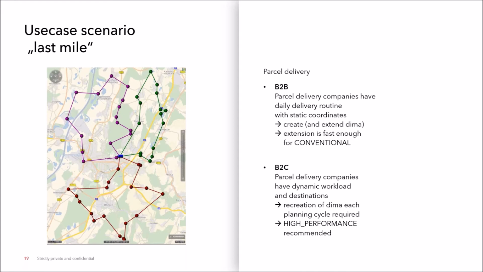In the business to customer use case, a driver would have to visit different stops every day, and therefore keeping his distance matrix would create a lot of relations or waste a lot of space that would never be used. So therefore, I recommend to destroy and recreate his distance matrix. And in this case, you probably may have to use high performance routing to be fast enough in the computation.